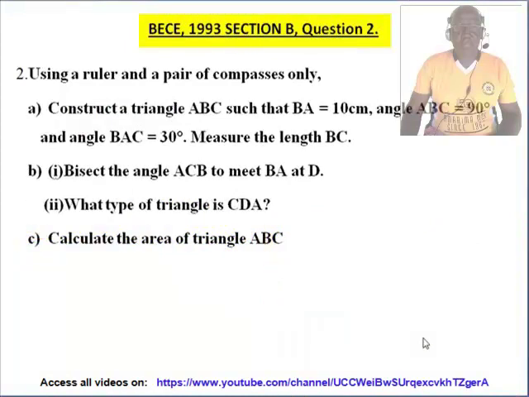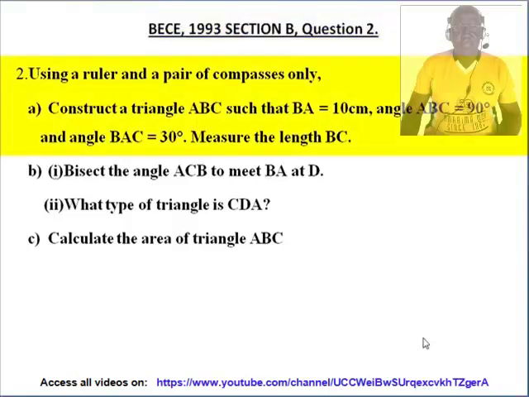BECE 1993, Section B, Question 2. Using a ruler and a pair of compasses only, 2a. Construct a triangle ABC such that BA = 10 centimeters, angle ABC = 90 degrees, and angle BAC = 30 degrees. Measure the length BC.